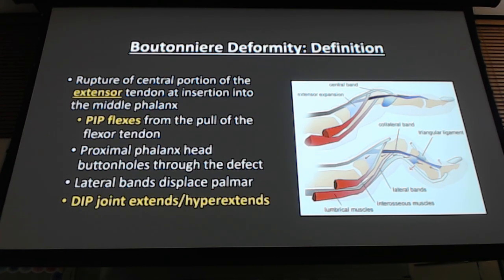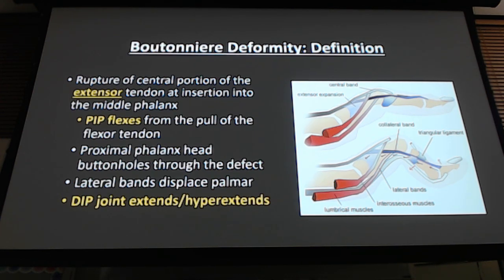So the PIP, the proximal interphalangeal joint, it flexes from the pull of the flexor tendons. Just because one aspect is out, the central slip, doesn't mean other structures are not intact, correct? So you're going to continue causing what's called deforming forces. If you come to orthopedics, you'll hear that term all the time. Deforming forces: what are the things that are pulling to cause a certain type of deformity?